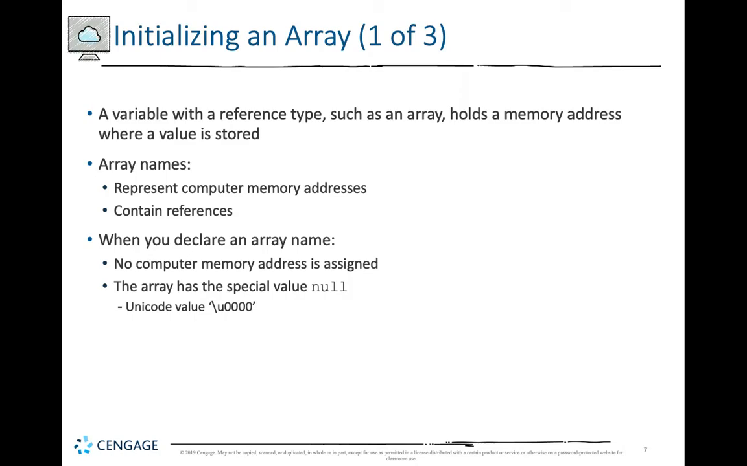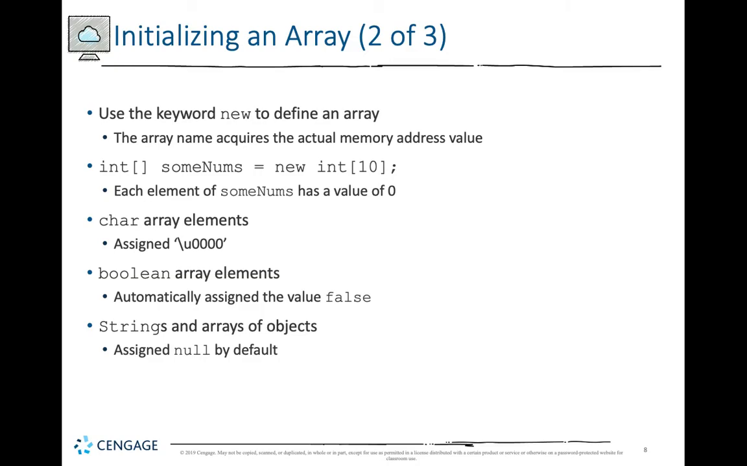When you declare an array and you don't assign anything to it, it's the same as saying, for example, double cells bracket equals null. Giving it the assignment of null is the same as saying double cells bracket semicolon. And again, the Unicode value for that is the \u0000 subscript.